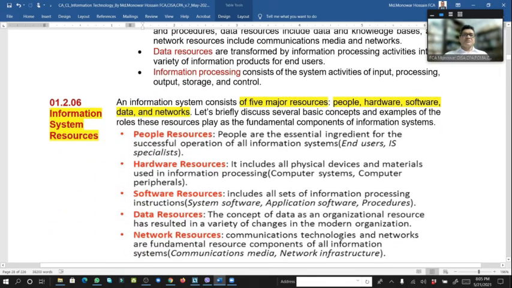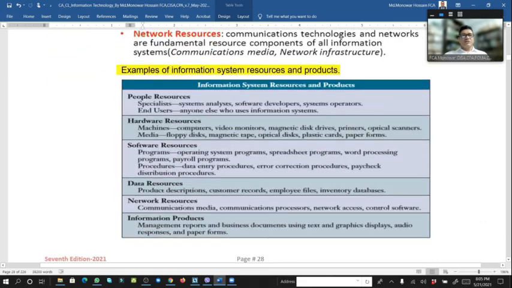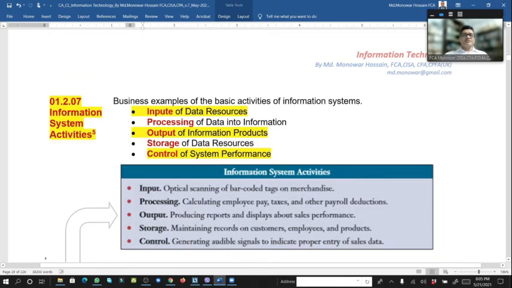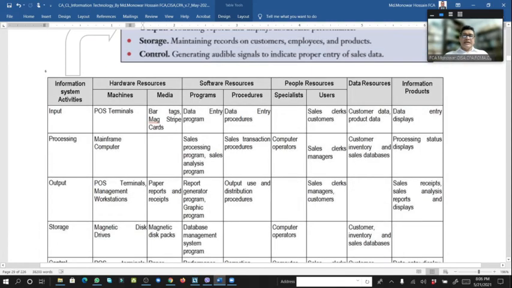And for information system resources we have seen people, hardware, software, data, and also the information system activities: input of data resource, processing of data into information, output of information products, storage of data resource, and control of system performance. Here we have studied a table where all 5 information system activities are included with the 5 resources of the information system: hardware resource, software resource, people resource, data resource, and information product.